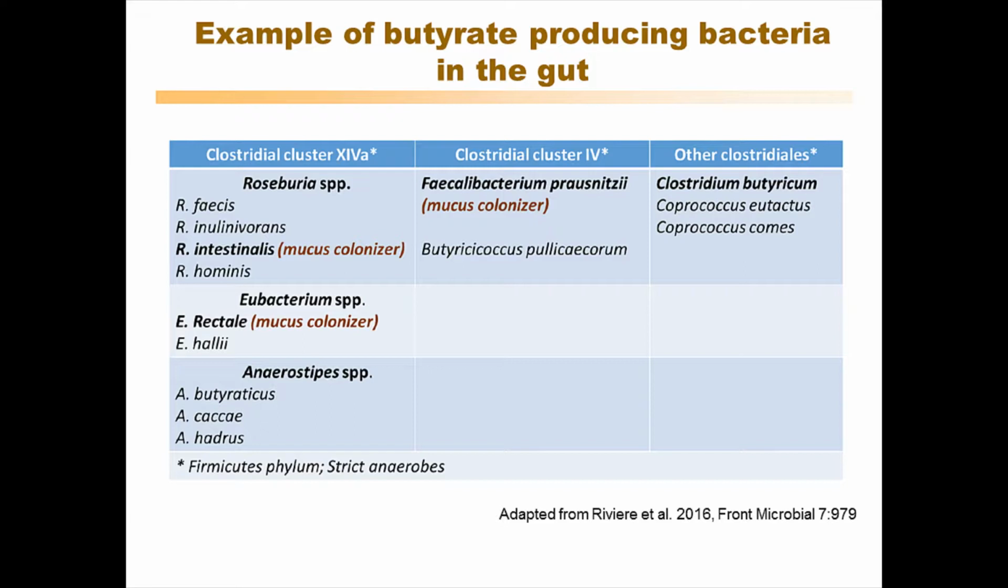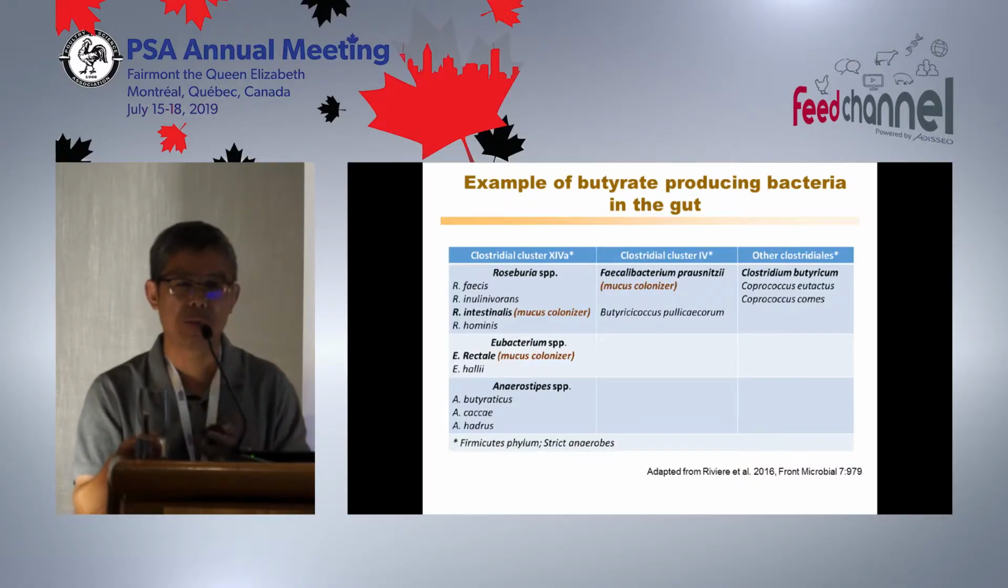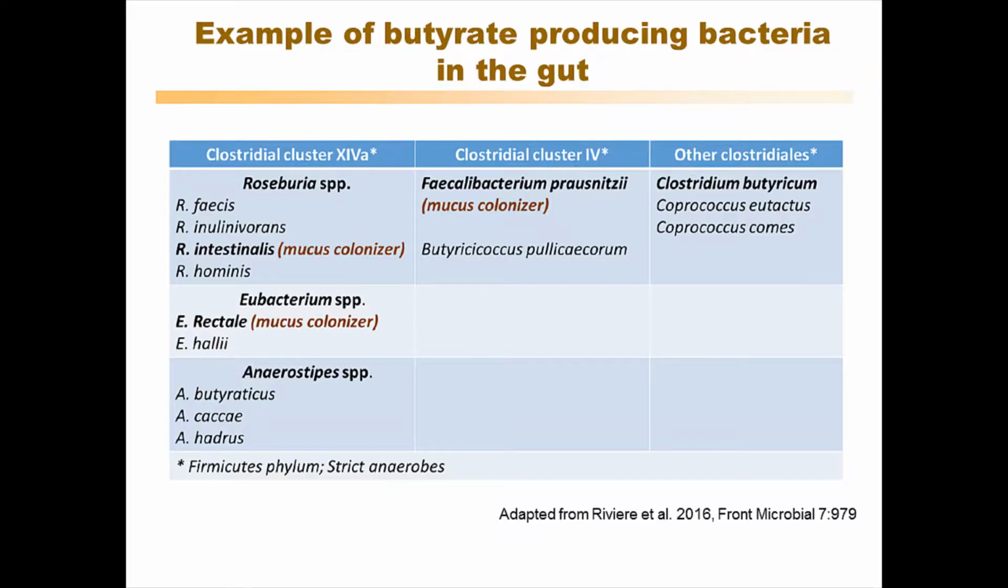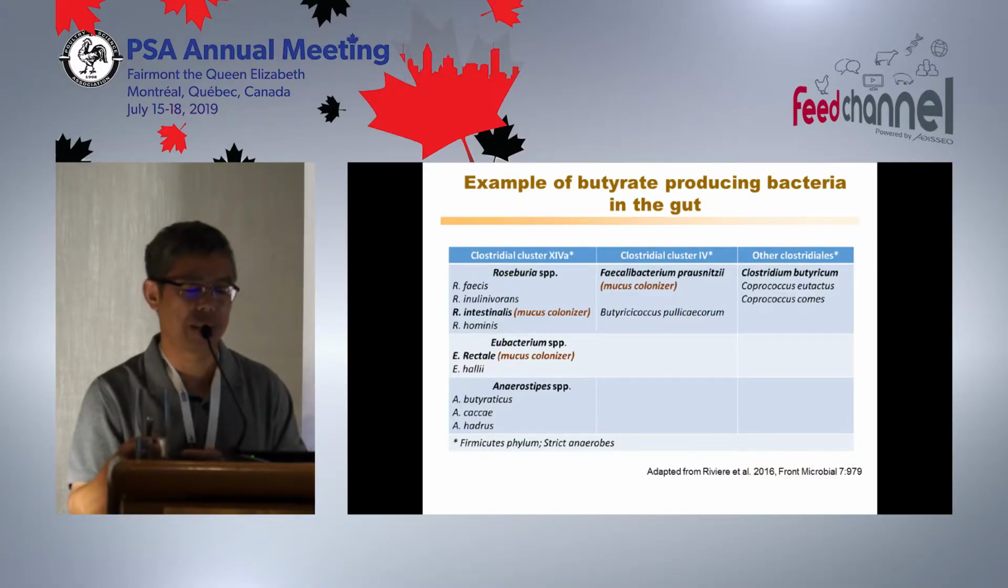Nowadays, the 16S rRNA database has become very big. There used to be groups that were identified as unculturable bacteria, which have now become clear. The majority of the butyrate-producing bacteria belong to Clostridium cluster 14, and also cluster 4, including other Clostridia bacteria. And one in particular, as indicated in the last slide, is Faecalibacterium prausnitzii, which is one of the major butyrate-producing bacteria. It's also a mucosa colonizer.